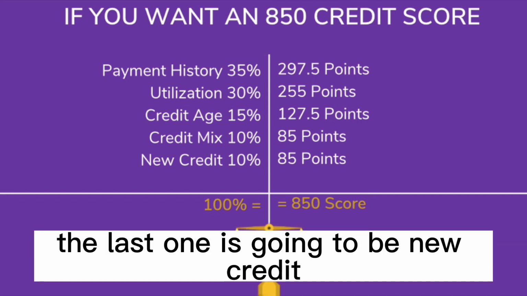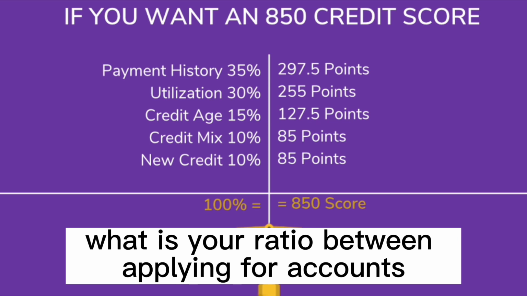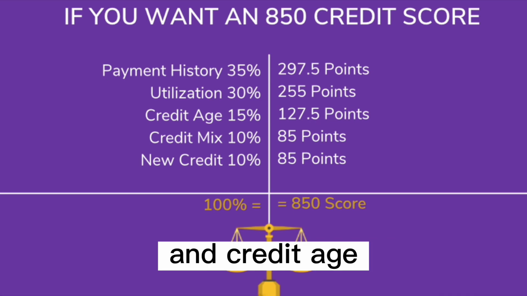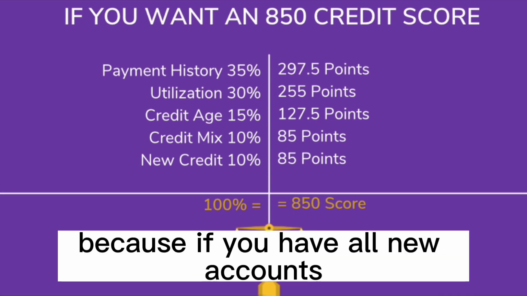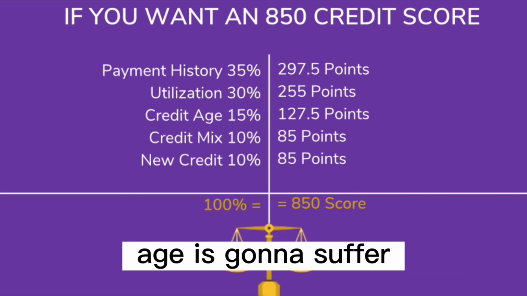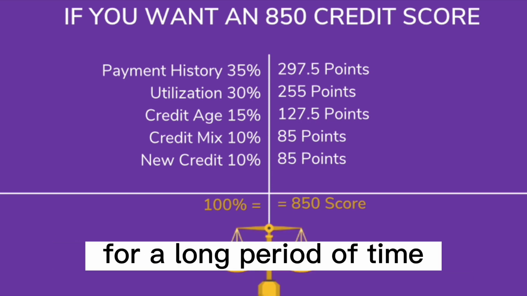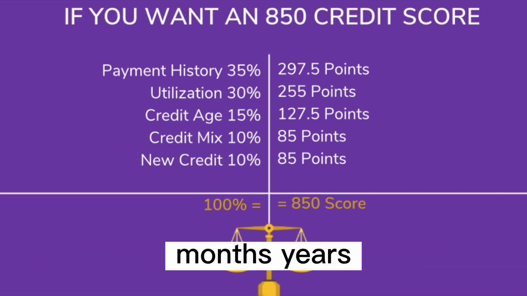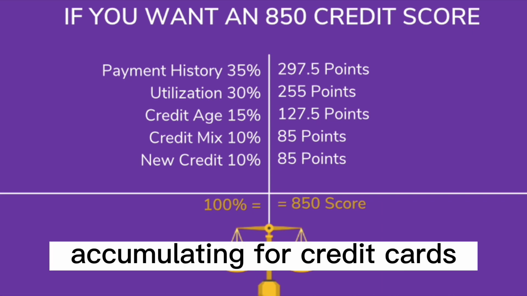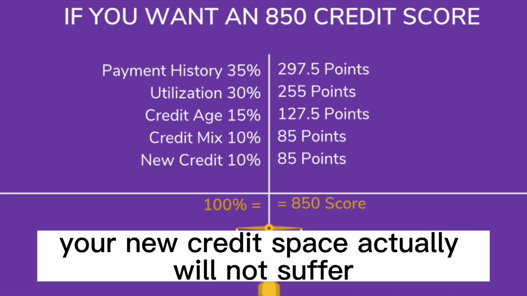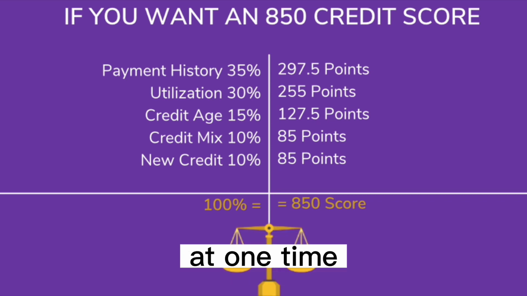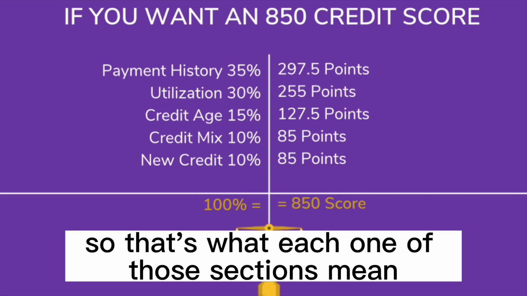The last one is going to be new credit. What is your ratio between applying for accounts and your existing accounts? So new credit and credit age tend to work together on this one, because if you have all new accounts, typically your credit age is going to suffer. But if you have had accounts for a long period of time, or you're gaining age, months, years, accumulating for credit cards, your new credit space actually will not suffer unless you're applying for a lot of accounts at one time. So that's what each one of those sections mean.